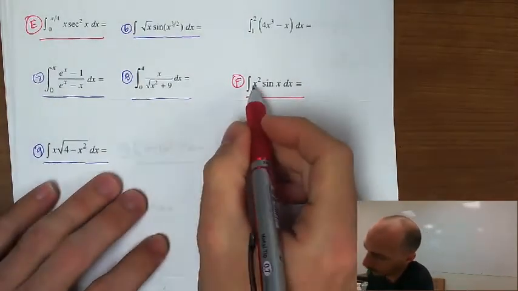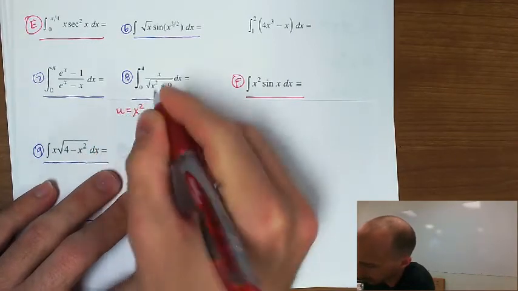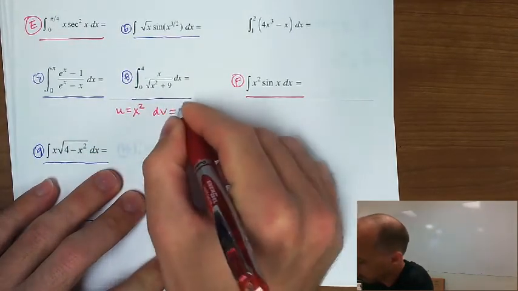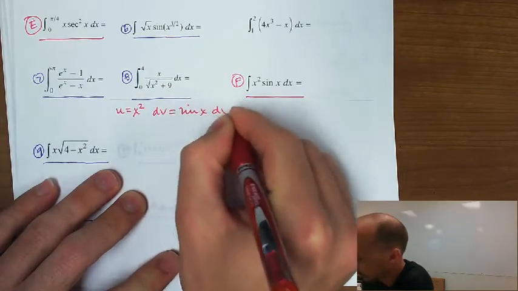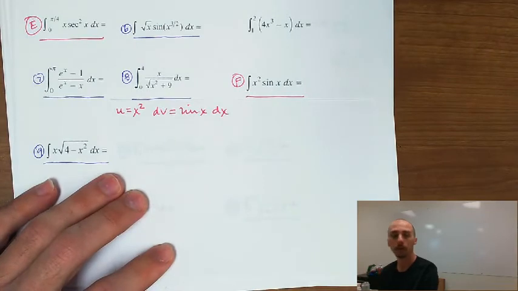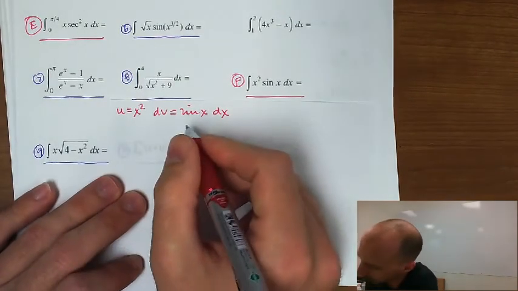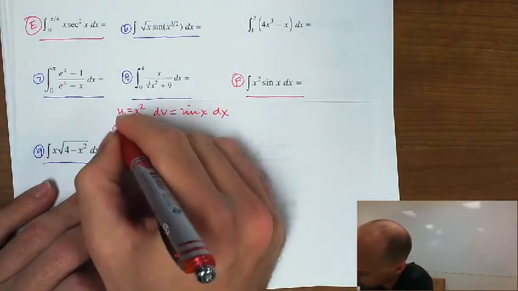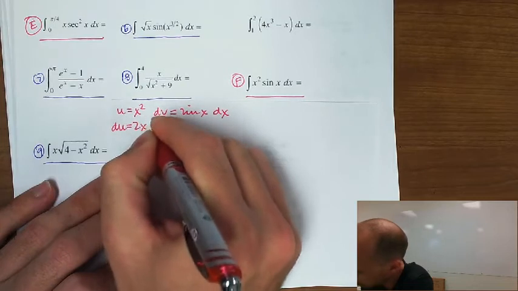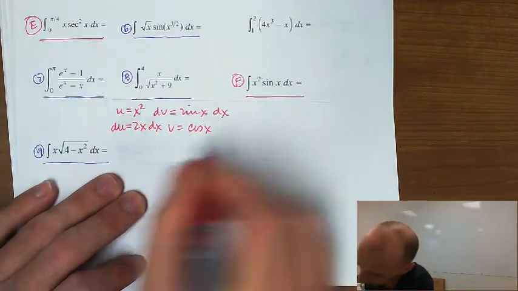Okay, I'll take algebra before trig. u equals x squared, dv equals sine x dx. This one, because of the x squared, I know that this is going to require a second iteration of integration by parts. That's okay, though. I'm a very patient person. I can just go ahead and do that. And I'm going to do du equals 2x dx.